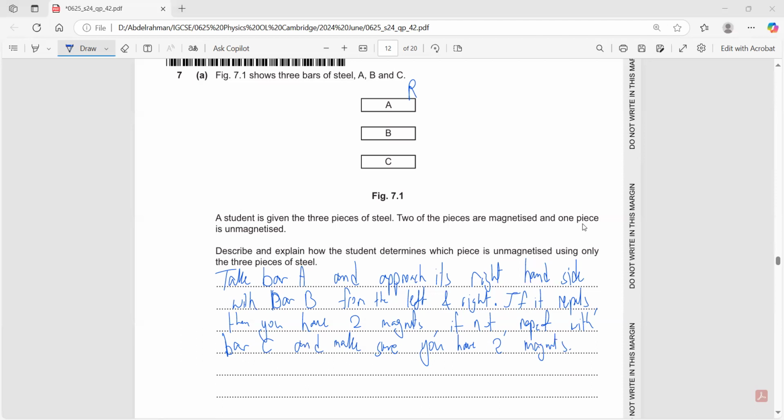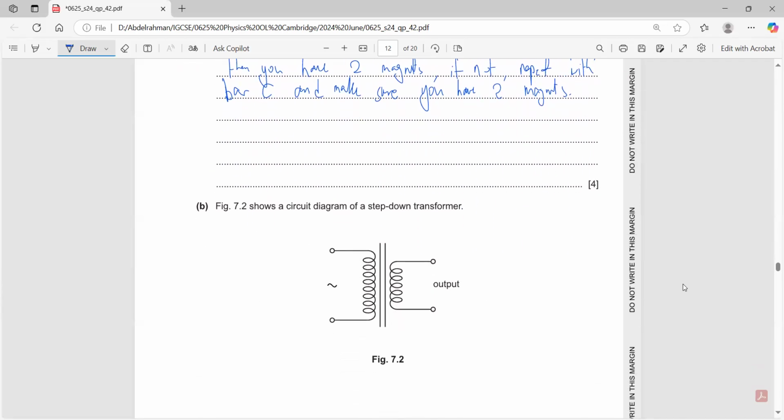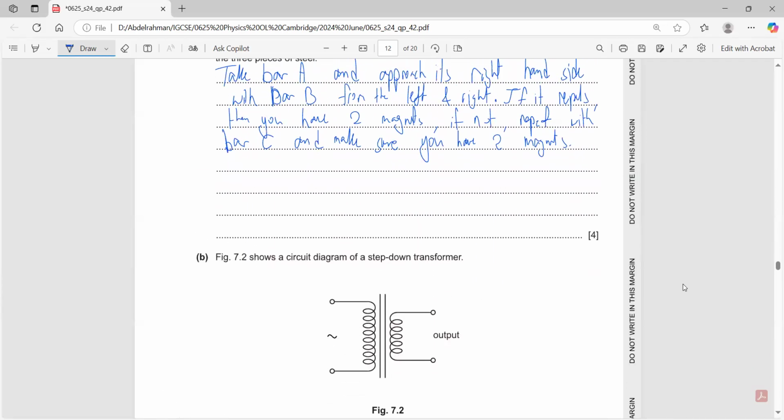Can I repeat with the left hand side of bar A? Yes, you can repeat with the left hand side of bar A. The whole thing is that if you have repulsion, then you have two magnets. If you don't have repulsion, you could have magnets or you could have unmagnetized steel bars or iron bars. If it's only attraction, if it attracts from both sides, it could be non-magnetized. Okay.